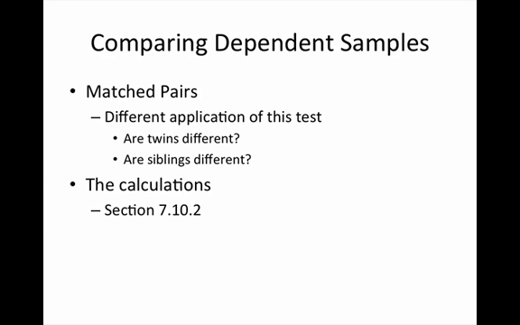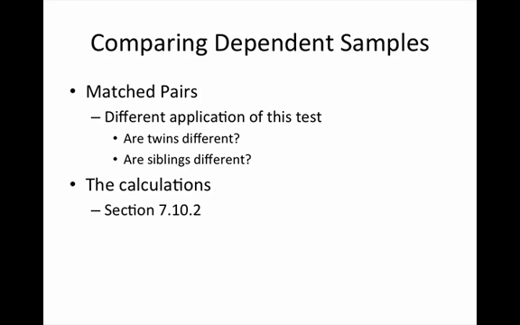The second section, or the second application of this process, is called matched pairs. And this is a different application of the same test. The idea is that we want to test whether or not matched pairs differ on some outcome variables.